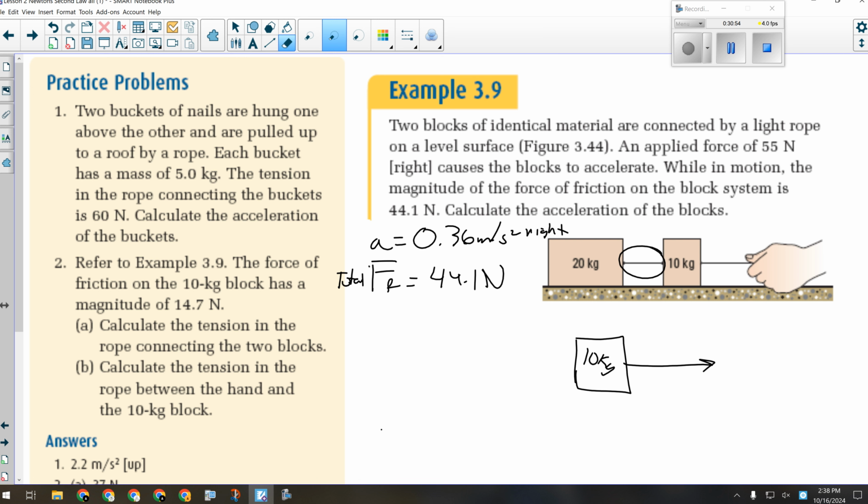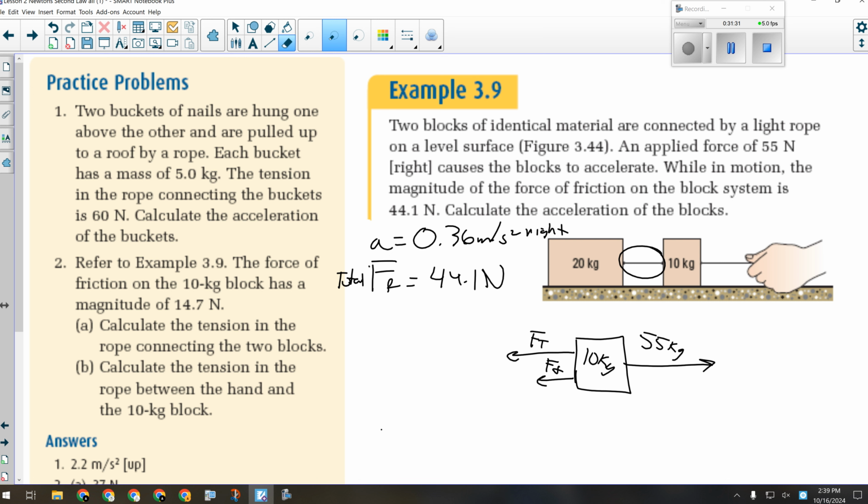How big is that force? 55 newtons. That's the force that's pulling forwards, and it's directly attached to the 10 kilogram mass. Okay? The question tells us that the force pulling is 55 newtons. How many forces are acting backwards on that mass? 2. The force we're looking for, the tension in the rope, and the force of friction.